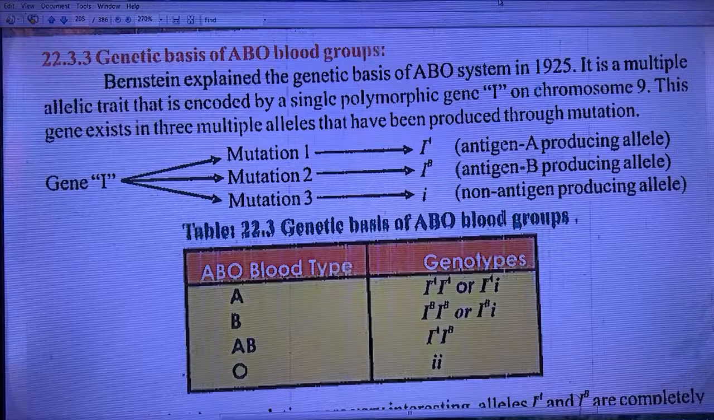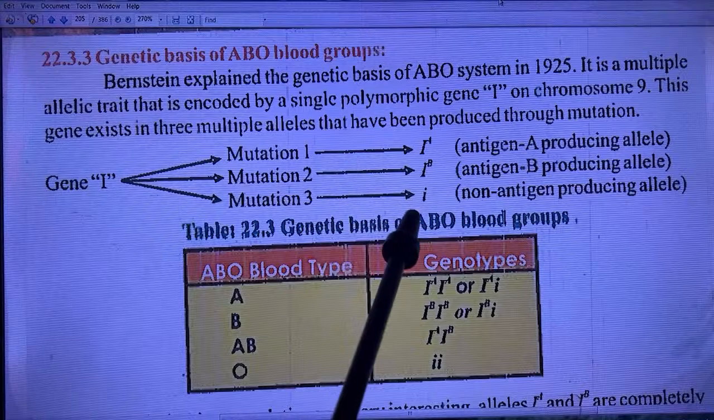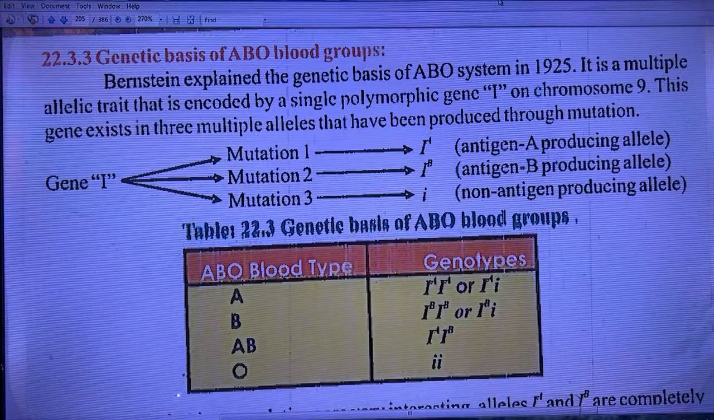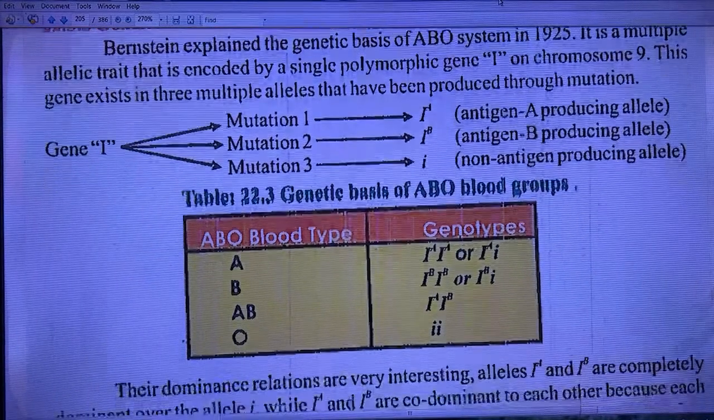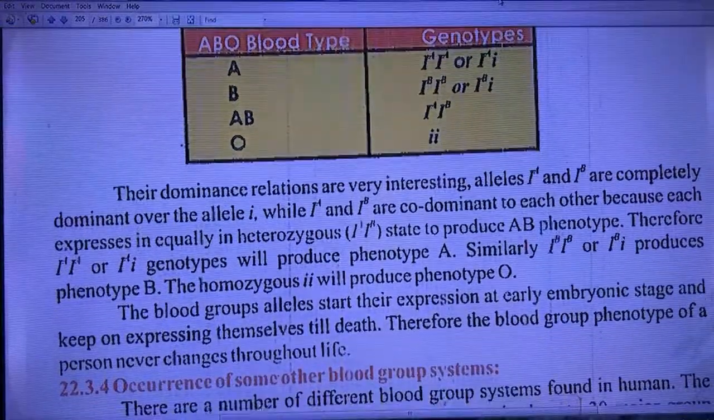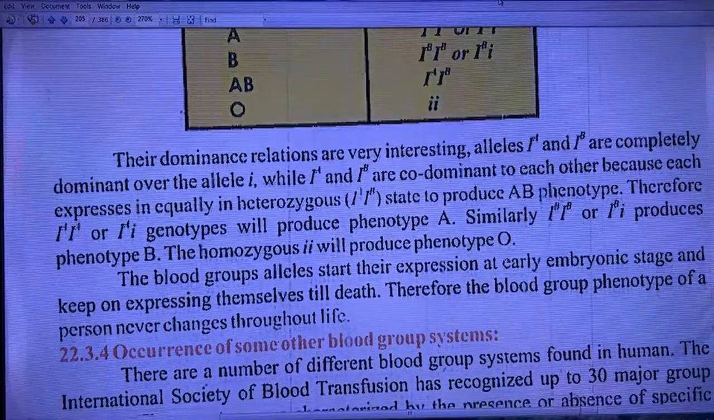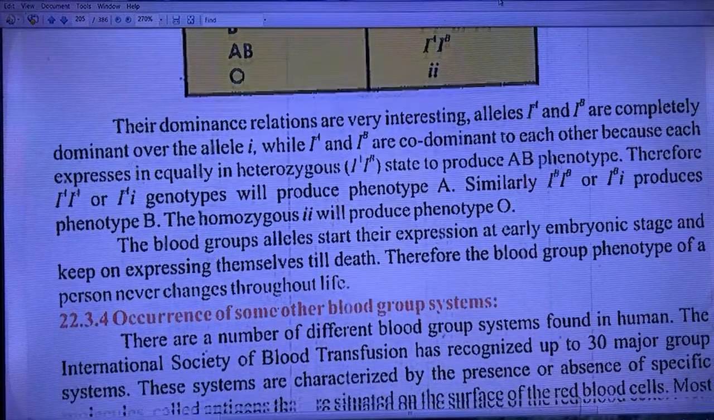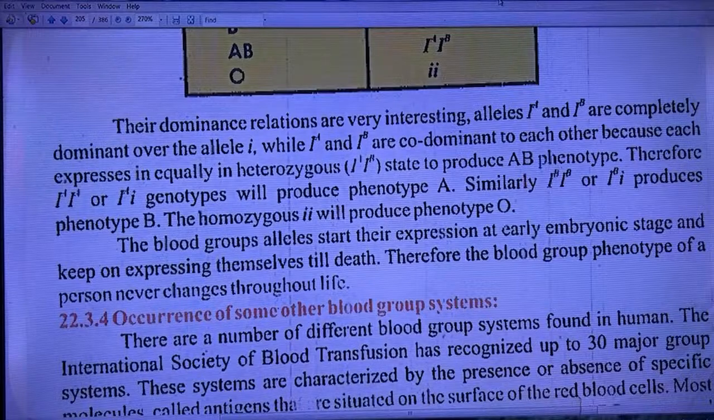Gene mutation 1, mutation 2, mutation 3: antigen A producing allele, antigen B producing allele, non-antigen producing allele. Their dominance relations are very interesting. Alleles IA and IB are completely dominant over the allele i, while IA and IB are co-dominant to each other because each expresses equally in the heterozygous IA-IB state to produce the AB phenotype.